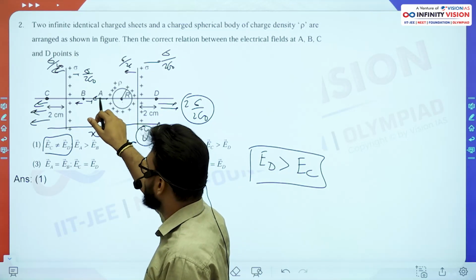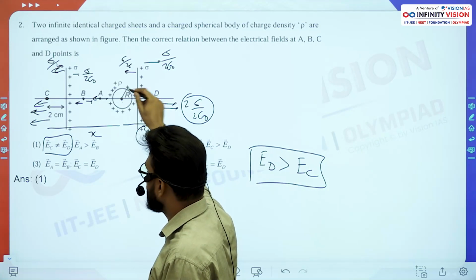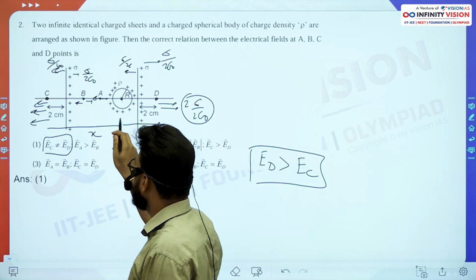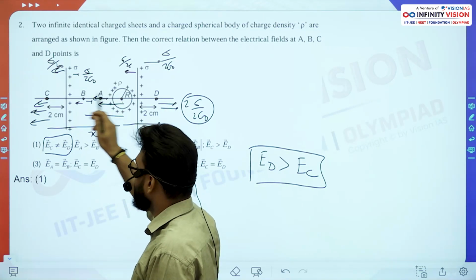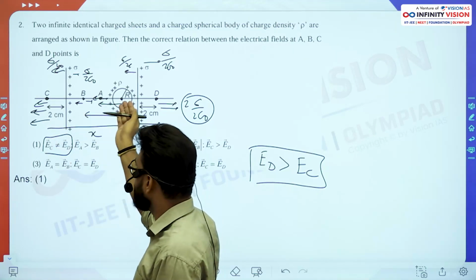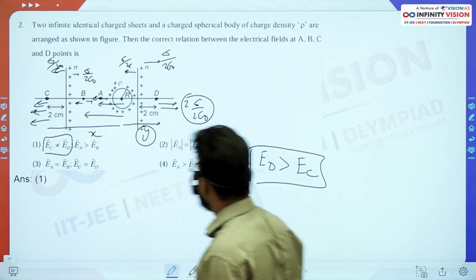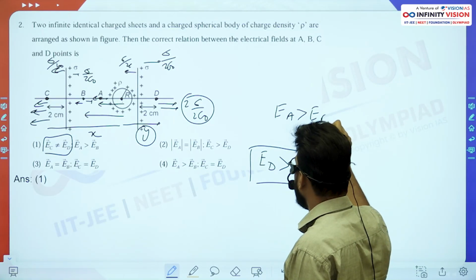Now the only difference is because of the electric field due to this spherical shell. Because of this spherical shell, the electric field at A would be higher as compared to the electric field at B, because it is at a larger distance from the shell. That means the electric field at A is greater than the electric field at B.